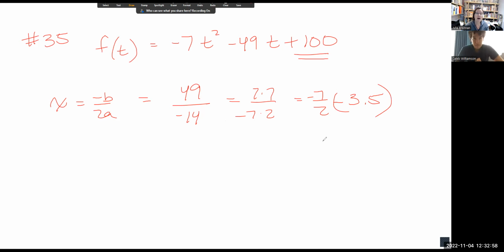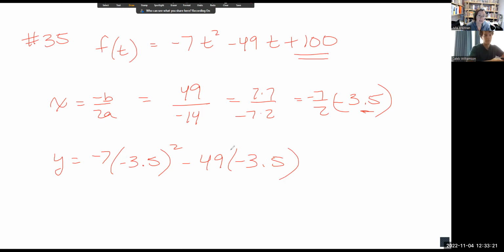Then you plug that back in. Usually you're going to use a calculator. I really don't usually do this by hand. Yeah, I would use a calculator for this. I would use the decimal rather than fractions. Minus, oh, this is the square, minus 49 times negative 3.5. And actually, if you do this, you could cross these both out, plus 100. Okay.